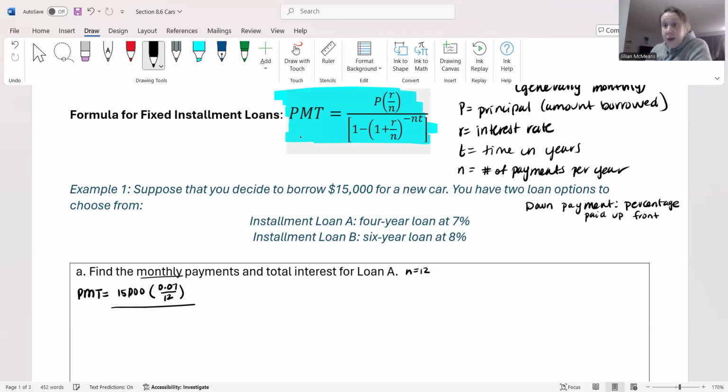I'm going to take that whole thing and divide it by parentheses, 1 minus parentheses, 1 plus. Okay, this formula is a little bit nasty. So 1 minus 1 plus R over N, so 0.07 divided by 12, raised to the negative N times T. Make sure you get that negative. So negative N is 12, and then T is 4. Remember, we had a 4-year loan here. Then we need to end our parentheses, and we'll go straight to the calculator. I'll show you this on a calculator and on Desmos.